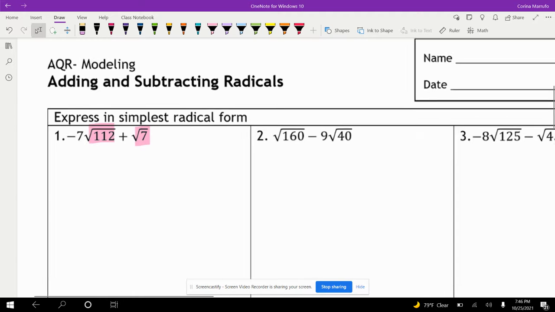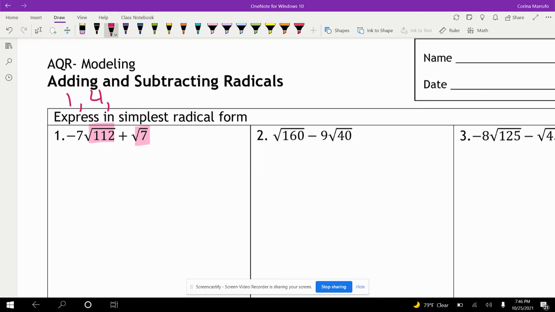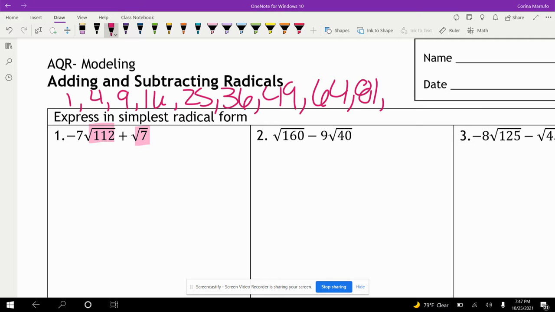To simplify the square root of 112, we need to use a perfect square, which is 1, 4, 9, 16, 25, 36, 49, after 49 it's 64, that's 8 squared, then 9 squared is 81, and 100, that's where I'm going to stop. So I'm going to see which one of these would divide into 112.